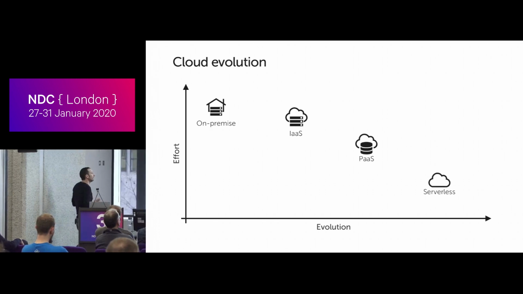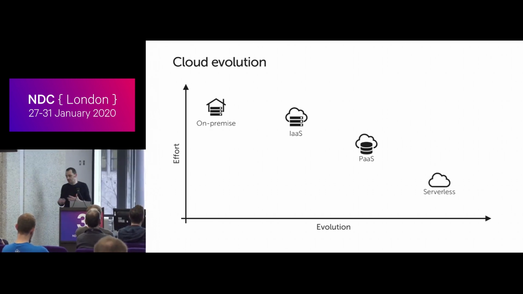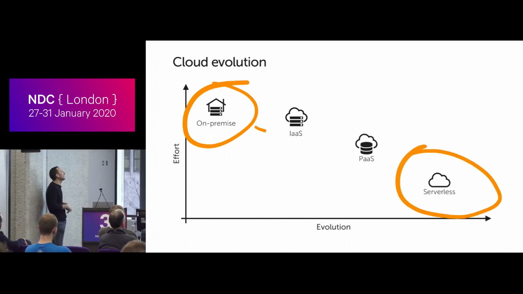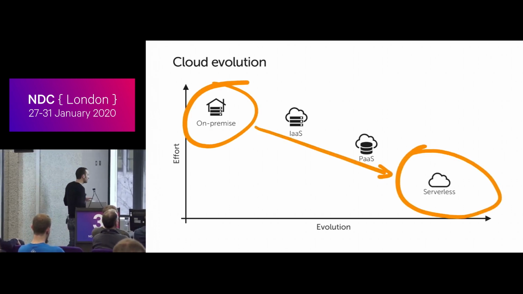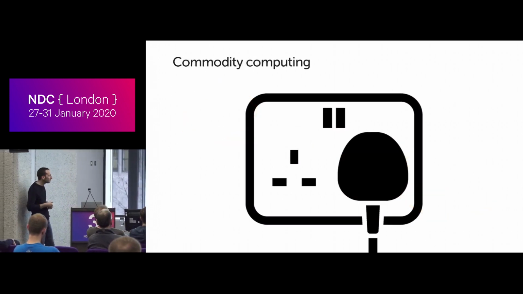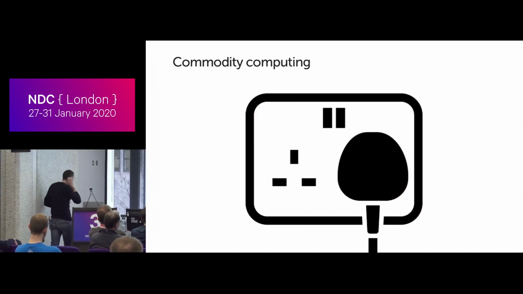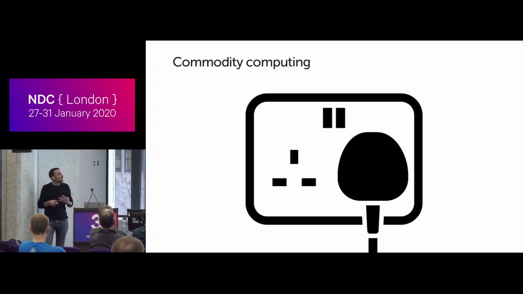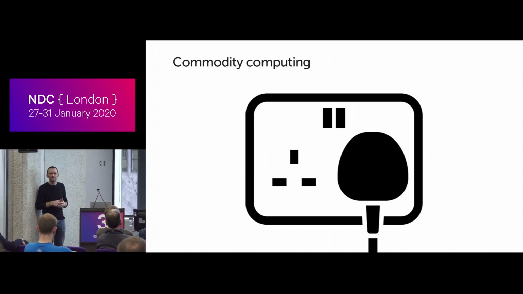And of course, more recently, we've got PaaS and we've got serverless, which is being talked about an awful lot. We're promised that if we can migrate from on-premise to serverless, the potential for cost savings and general effort reduction is quite significant. The problem with serverless is that it's becoming a bit of an overloaded term. I prefer to think about it in terms of commodity computing, because I understand commodity services. I use commodity services every day.